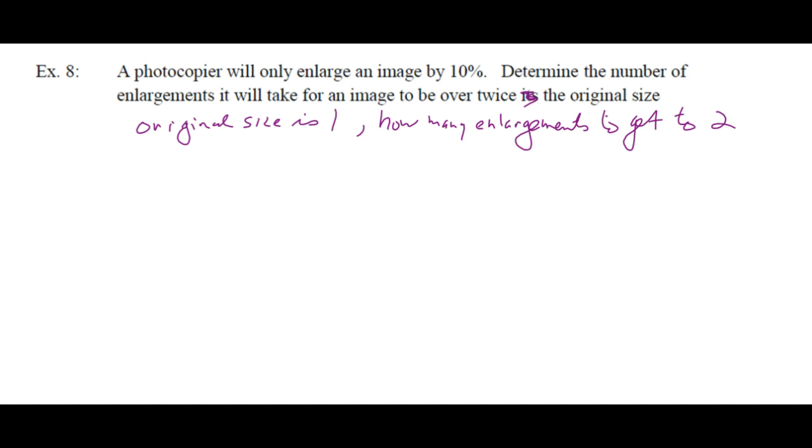When we work this out, we're going to get a decimal number for the number of enlargements, and then we'll go one bigger than that. If we went one smaller, we wouldn't be quite at 2, and we want to be at least 2, since it says over twice its original size. So T sub n is 2, T1 is 1, and r is 1.1. If you're increasing by 10%, it's not 0.1. If it was 0.1, then we'd be cutting it by a tenth. So it's 1.1.